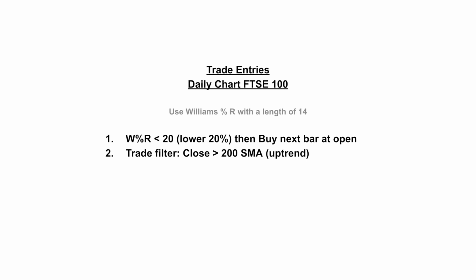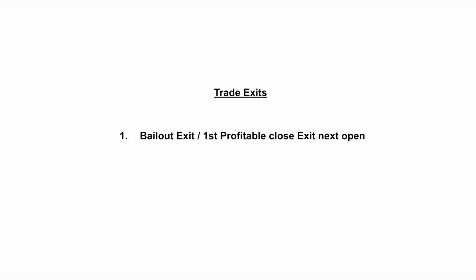Number 2, we are using a trade filter. We want to see that we're in a longer term uptrend, and we do that by making sure that the close is greater than the 200 simple moving average. Trade exits are really easy. We're looking at the bailout exit, or first profitable close. What that means is at the end of the day, we look to see if we're in profit, and if so we exit the trade. If we're not, we leave the trade open.